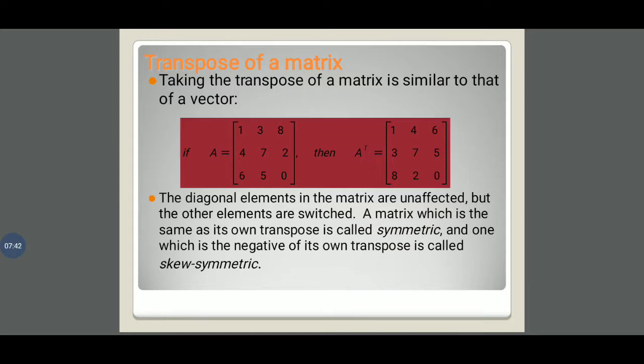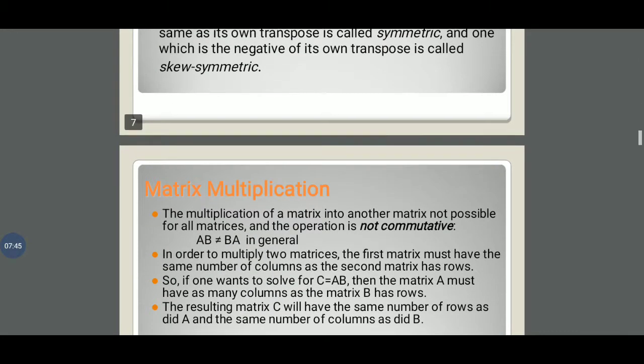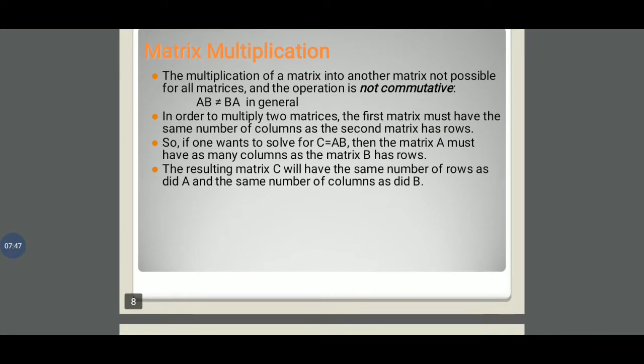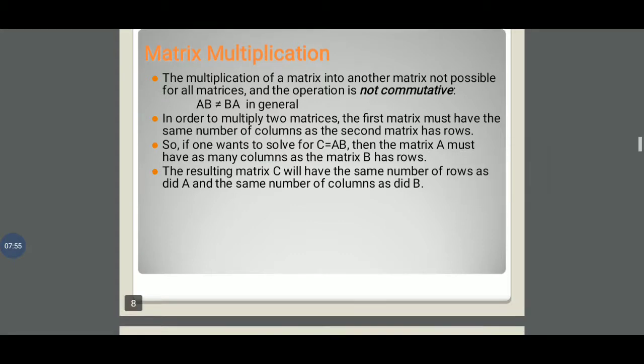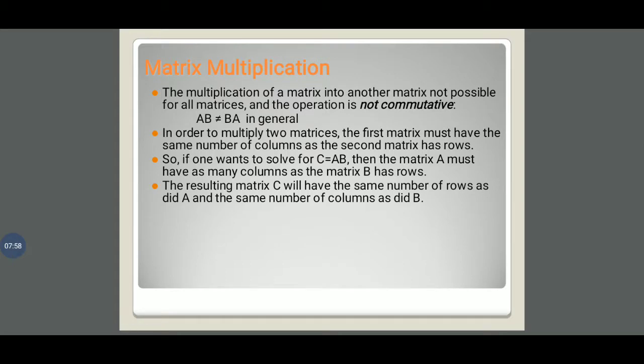Okay, next, now we will go to one of the important concepts of algebra of matrices, that is matrix multiplication. The multiplication of a matrix with another matrix is not possible for all matrices, and the operation is not commutative, that is AB is not equal to BA in general.